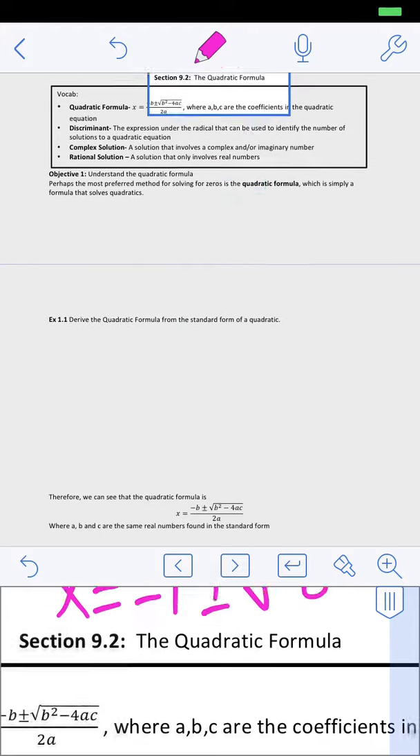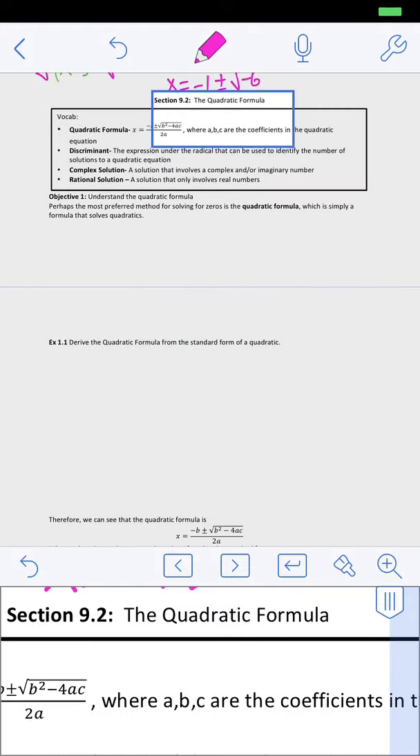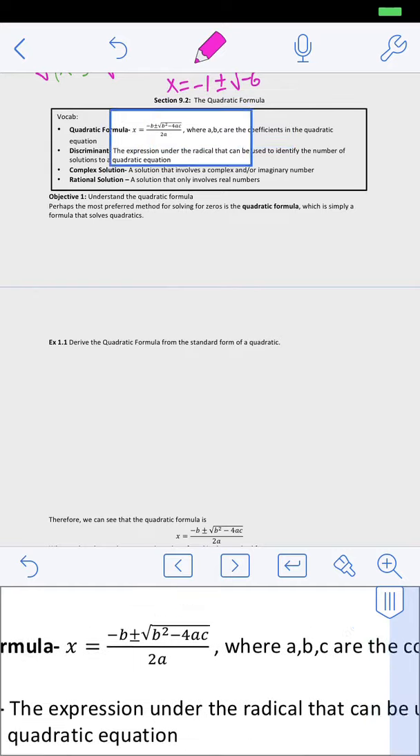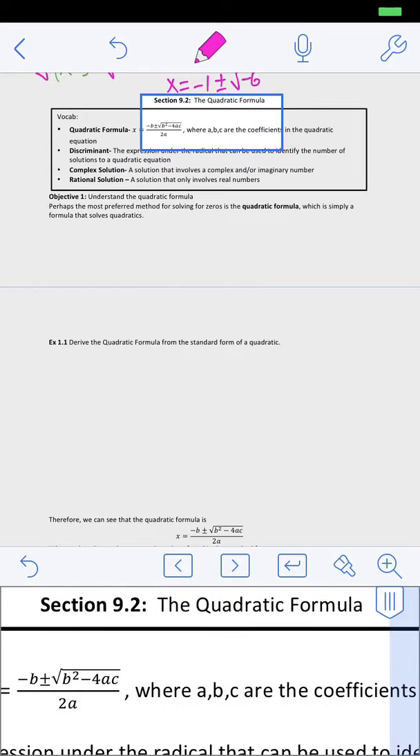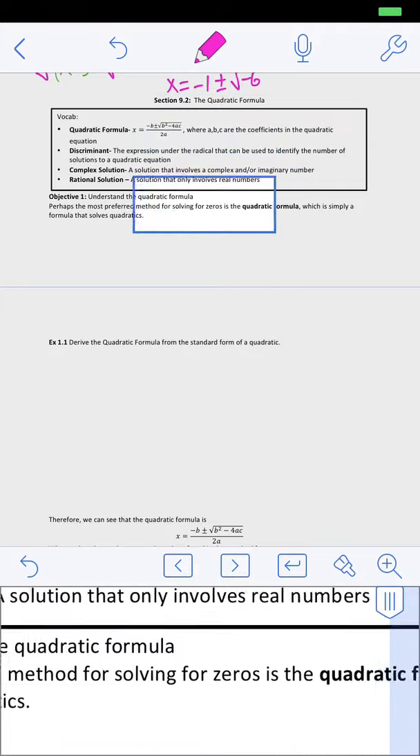Alright, section 9.2, the quadratic formula. People are probably breathing sighs of relief right now because the quadratic formula makes solving quadratics so easy. So easy indeed. It's the fourth, technically third and final method for solving quadratics.